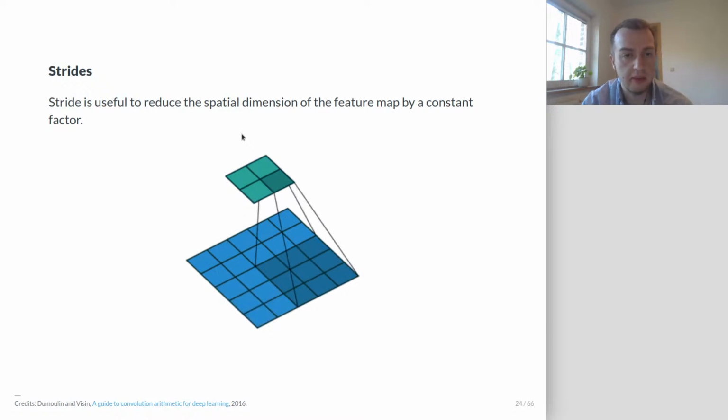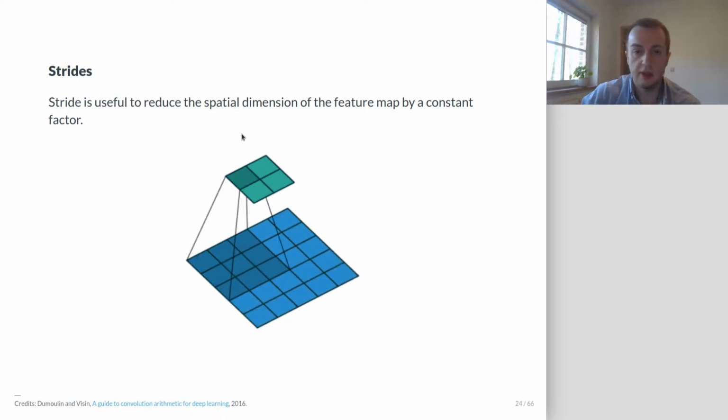Then the second parameter that I mentioned is the stride. And it basically corresponds to the step size that you use to slide the kernel across the signal. And actually, this is useful if you want to reduce the spatial dimension of the output feature map by a constant factor. So if you take a step size of 2, then typically the dimension of the output feature map will be smaller by almost a factor of 2, while preserving the spatial structure of the signal, of course.